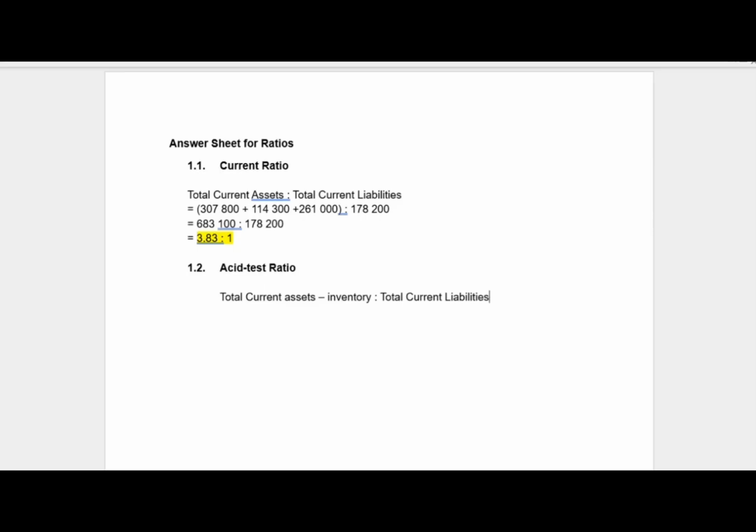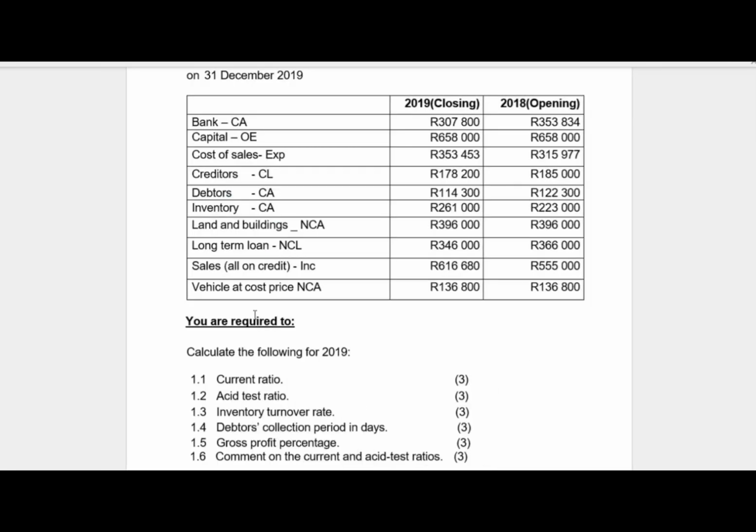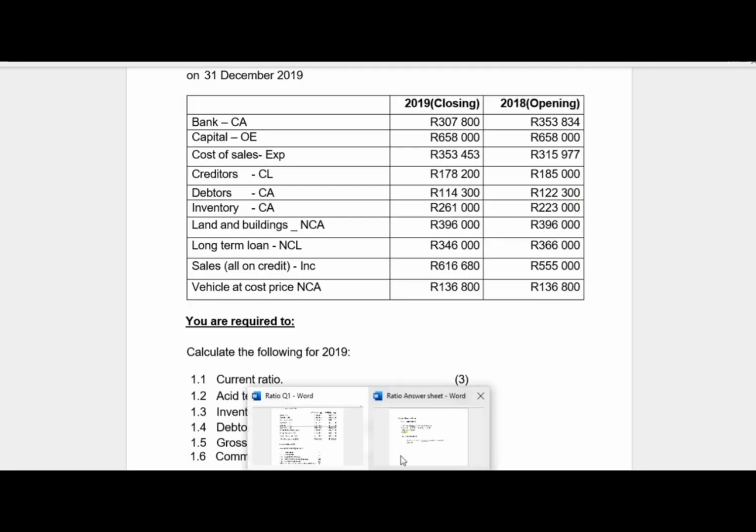Total current liabilities, all right, and then from there we need to get our total assets. Our total current assets is given, we've calculated it right there. It's equal to 683,100, and then you minus your inventory. Let's check our information there. Our inventory is 261,000.